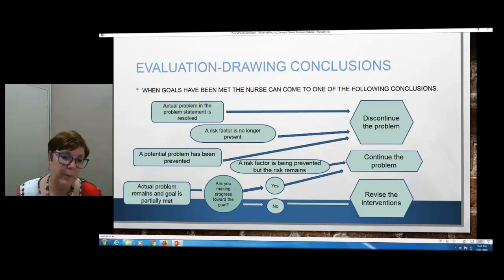Or the actual problem remains and the goal is being met, but the patient just needs a little more time. Say the patient has COPD and we are trying to increase their activity tolerance. We know that they're making progress, but they're just not making progress as fast as we would like. So they have partially met their goal. Let's say we wanted them in a week's time to be able to ambulate 30 feet without shortness of breath, but they are ambulating 20 feet. We know that they are going to be able to reach that goal, but it's just going to take them a little longer. So when we evaluate that goal, we are going to continue that problem.